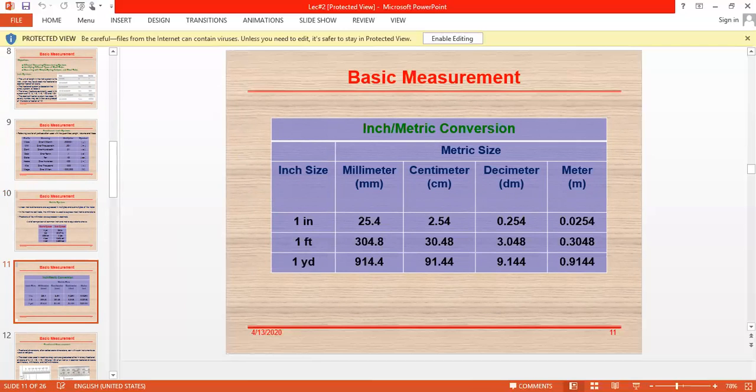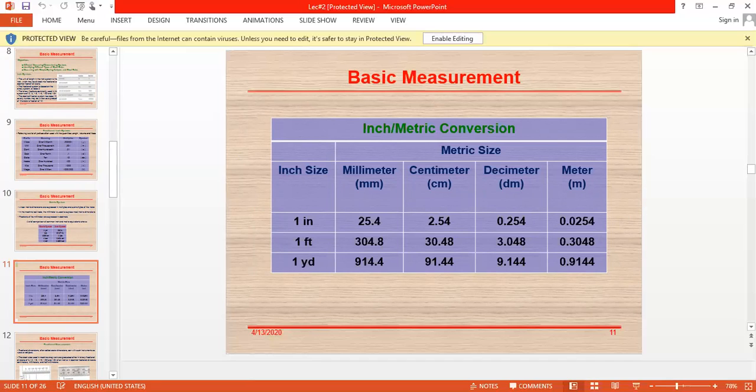For example, this is the conversion chart. So if you have to convert inch into millimeter, then 1 inch is equal to 25.4 millimeter. You can read like 1 inch and you have to convert it into any standard: 1 inch is equal to 2.54 centimeter, 1 inch is equal to 0.254 decimeter, 1 inch is equal to 0.0254 meters. This you can read.